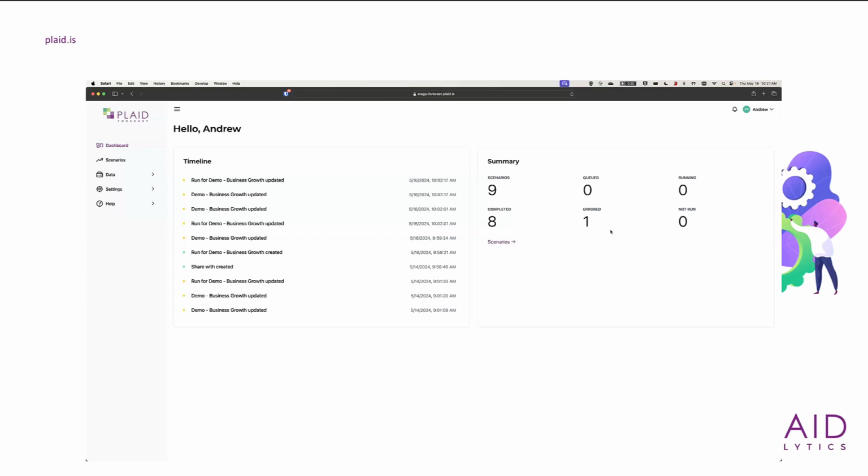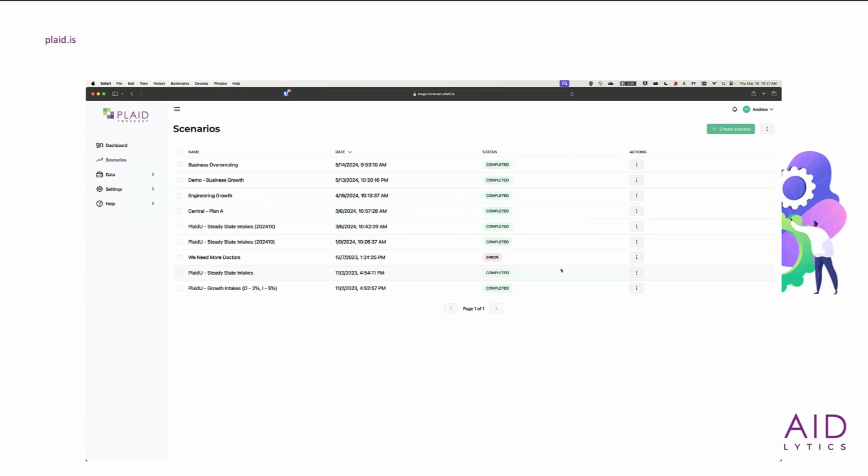So I have 9 scenarios in this system. Other users may have different numbers depending on who's shared what with whom. Of my 9, 8 have been completed, 1 had an error, and there's nothing running currently. So the magic of the whole thing is really around scenarios. We enable robust what-if planning. So we can see that we have a number of different scenarios here.